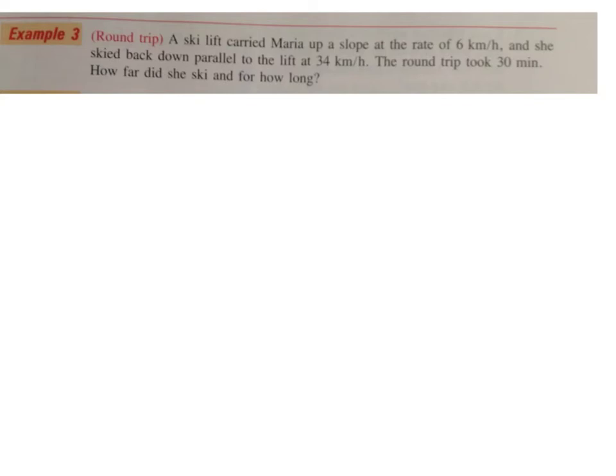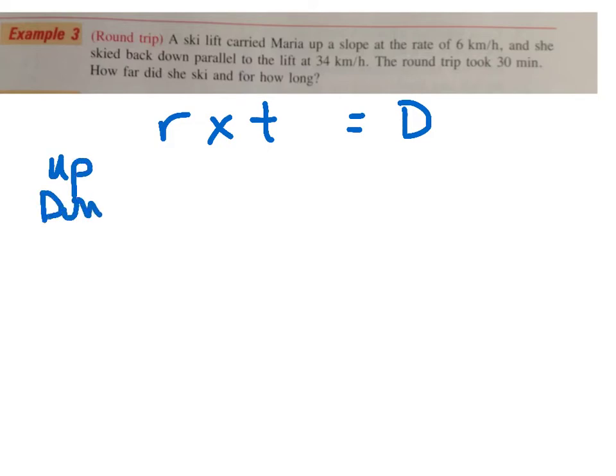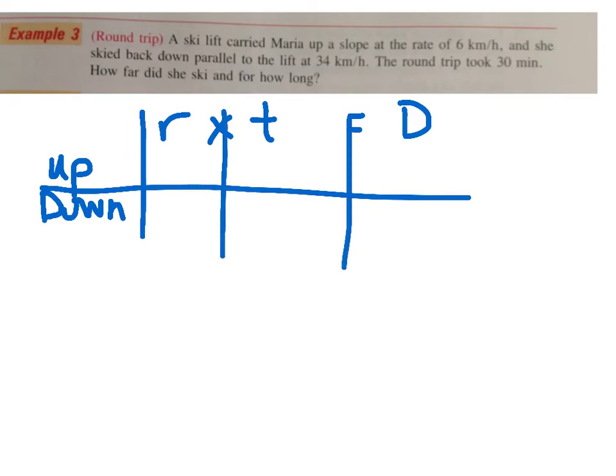Okay, again, it seems overwhelming. So we begin with what we know. Rate times time equals distance. Our two categories are up the mountain and down the mountain. And so let's talk about what we can see. What do we know? Well, we know her rate up the mountain is 6 kilometers per hour. We know her rate down the mountain is 34 kilometers per hour.